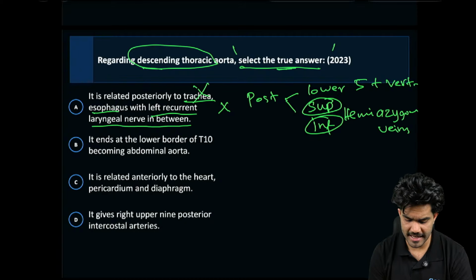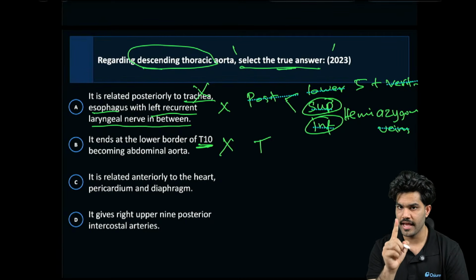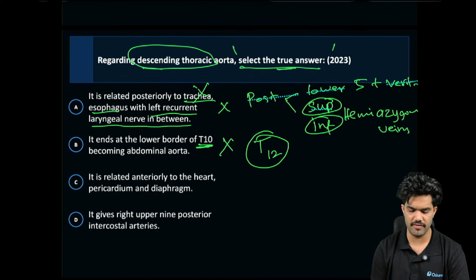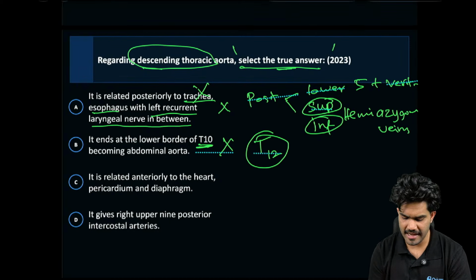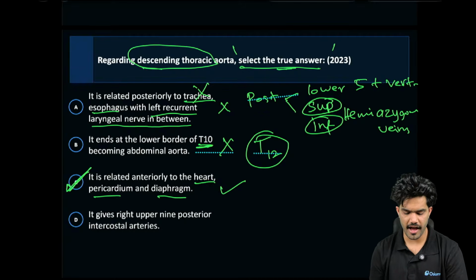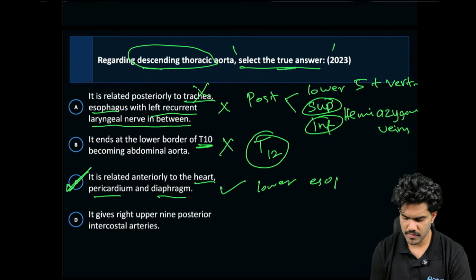Now, it ends at the lower border of T10. No, I have told you where it ends, at the aortic opening at T12. It is related anteriorly to the heart, pericardium and diaphragm. Yes, the anterior relation is heart, pericardium and diaphragm. Okay, and the lower end with the esophagus also.